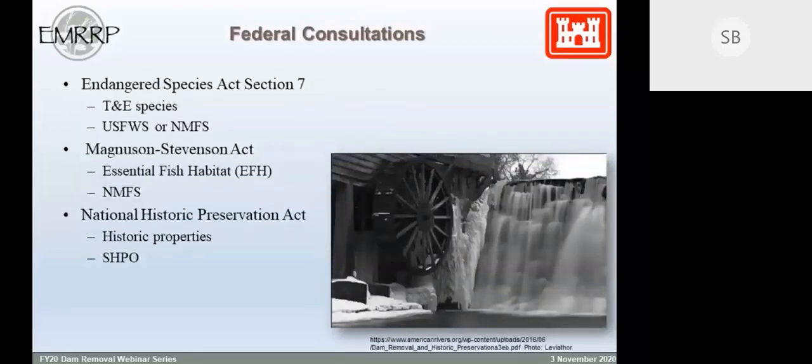As part of issuing permits, either the Corps or FERC may need to conduct consultations to meet requirements of other federal laws. For instance, the Endangered Species Act requires consultation with the U.S. Fish and Wildlife Service or National Marine Fisheries Service if threatened and endangered species can be affected. Also, under the Magnuson-Stevens Act, any action that may adversely affect essential fish habitat must consult with NMFS. And also, federal agencies are required to consider effects on historic properties, which may require consultation with the state or tribal historic preservation officer.